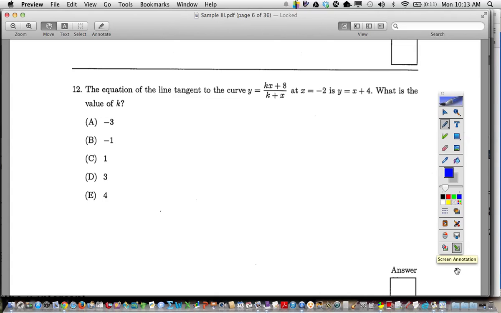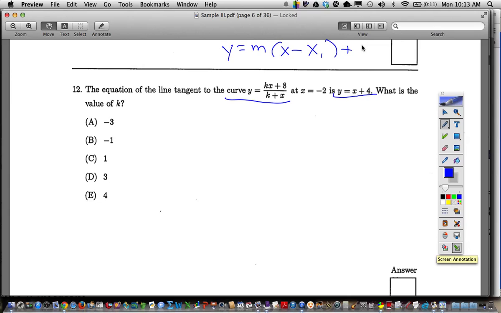So number 12, the equation of the line tangent to the curve. This is the curve right here, and this is the tangent line. Again, keep in mind, for any line, the equation is this right here. We've written it various ways, but the key is the slope. The slope of the tangent line is the derivative.